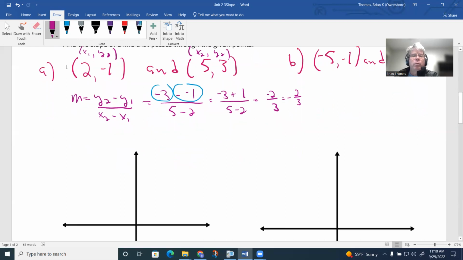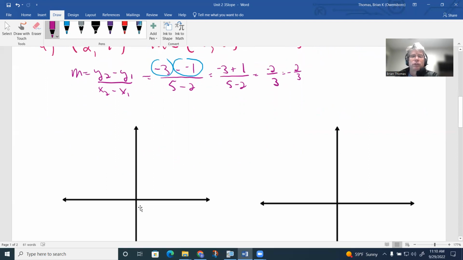So if I have these 2 points, I can graph the line as well using some tick marks. Let me create some tick marks here. So 1, 2, 3, 4, 5, 6. 1, 2, 3, 4, 5, 6. 1, 2, 3, 4, 5, 6, 7. 1, 2, 3, 4.